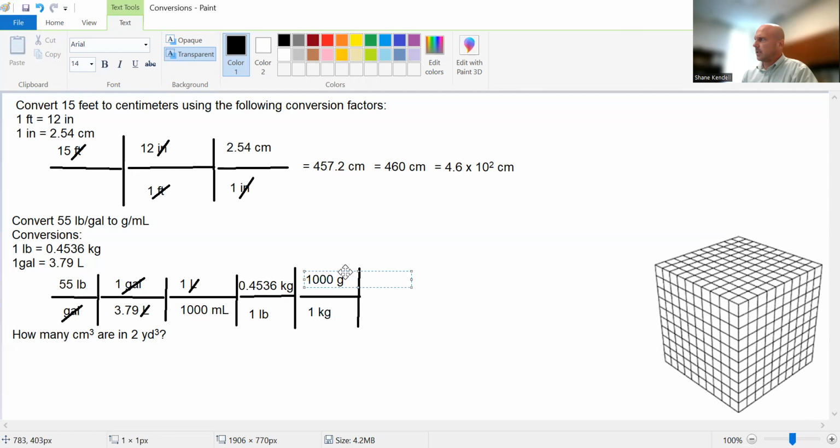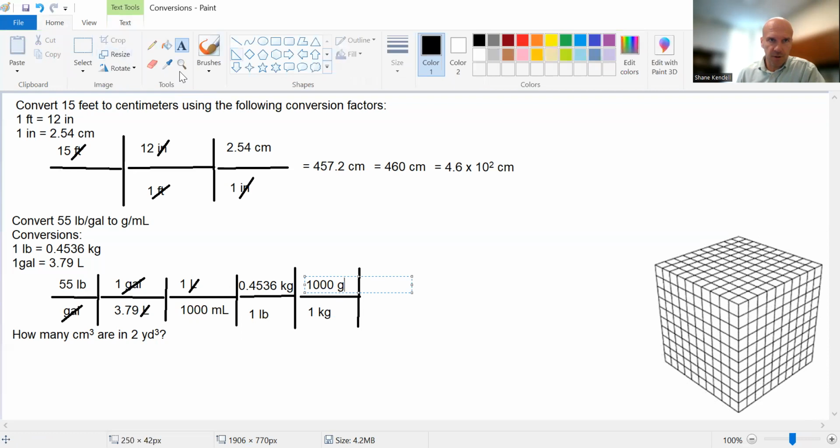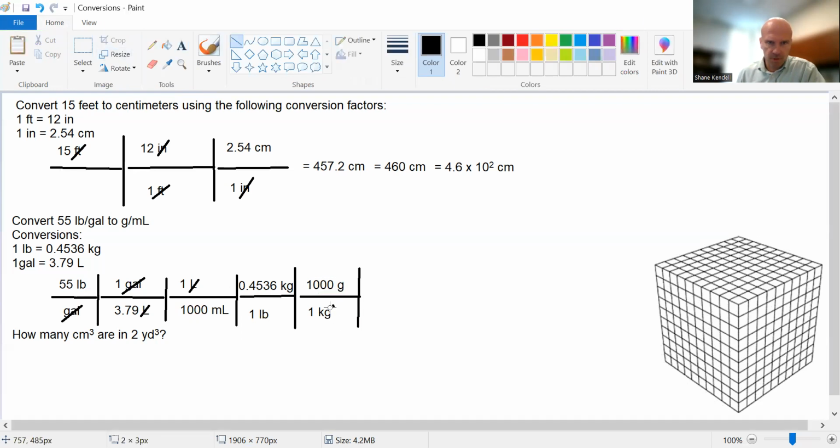So it's in the denominator, sorry, numerator here. And I can again cross off those. So I've got rid of my kilograms. And I've also got rid of my pounds here and here. So now I'm in the grams per mil or grams per milliliter, which is what we want.